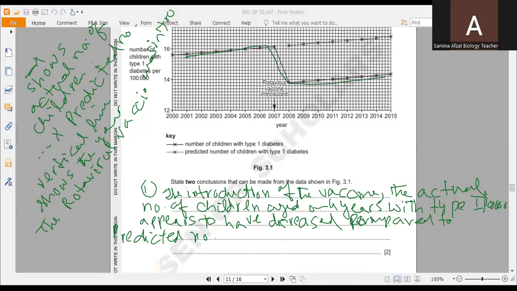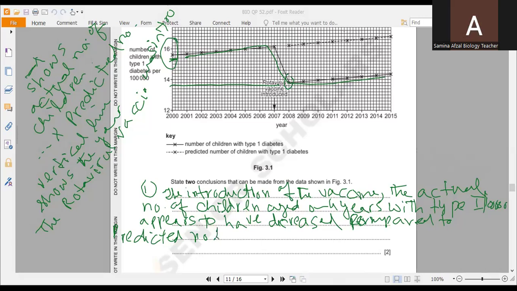Before the introduction of this, it was between, you can say, 15 and 16, and then it decreased and became below 14. So this is the evidence from this graph. That is, the number has decreased in comparison to the predicted number. When the vaccination was introduced, it became lower. So the number of cases decreased.